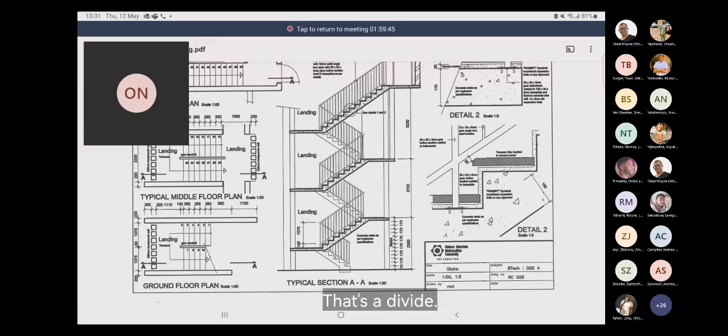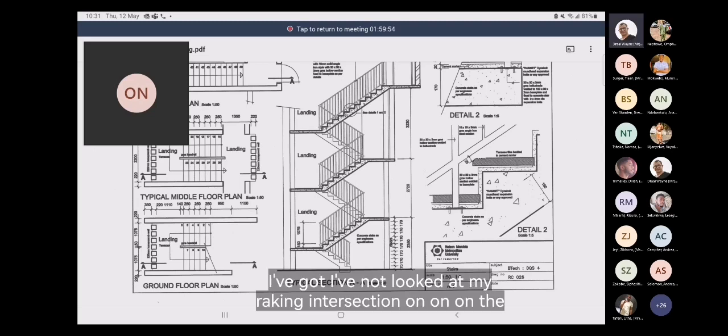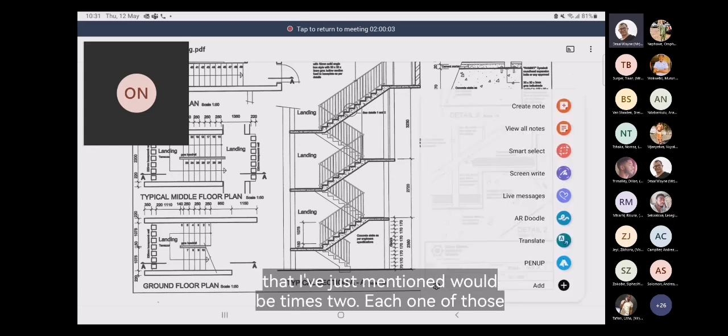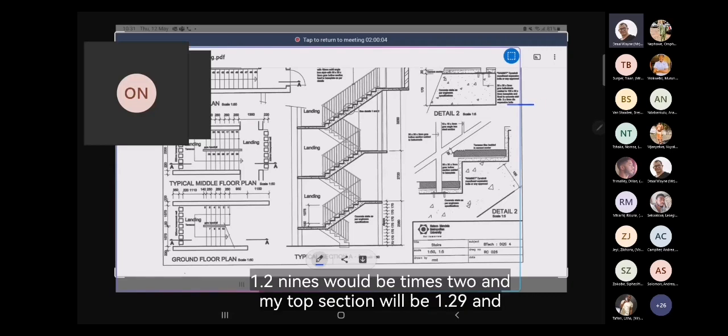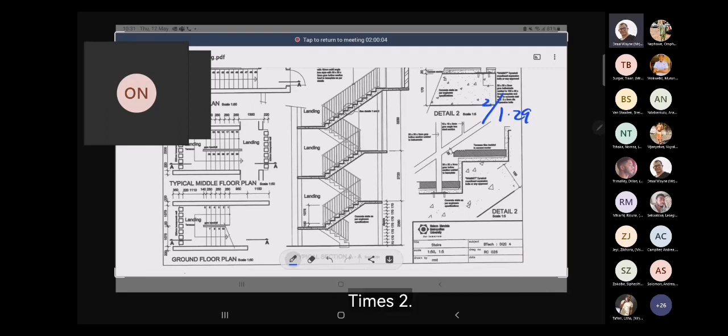apologies, when I look at my, I've not looked at my raking intersection on the last, where my raking intersections for each of those that I've just mentioned would be times 2. Each one of those 1.29s would be times 2. In my top section, it will be 1.29, and that will be times 2 times how many?